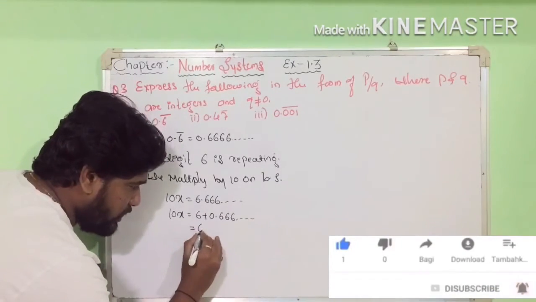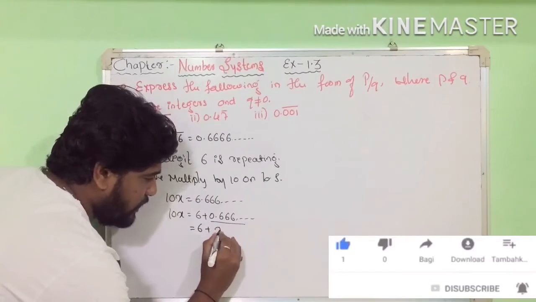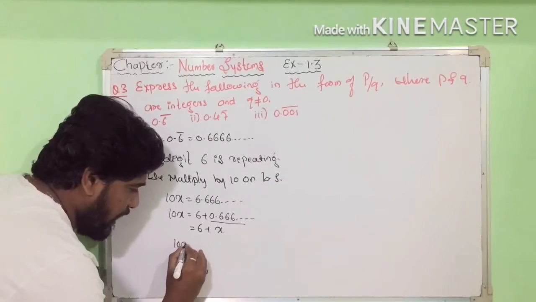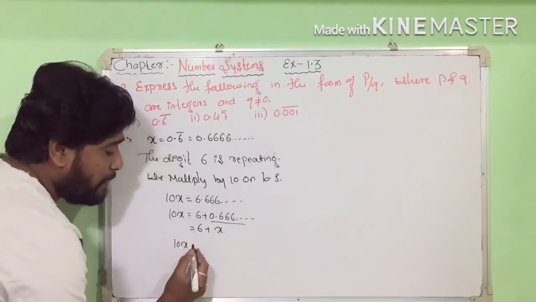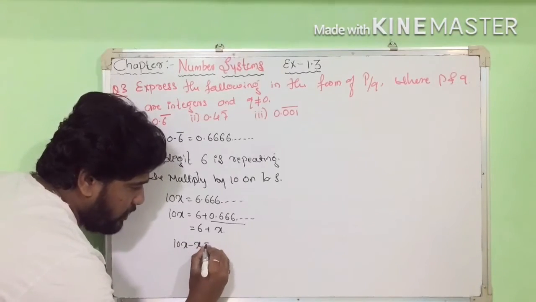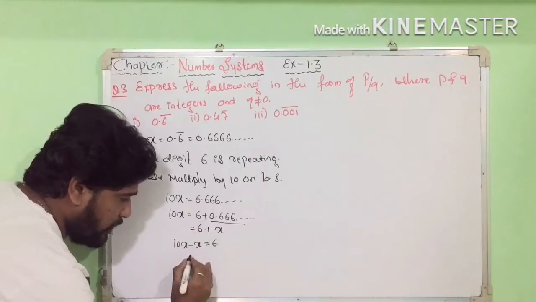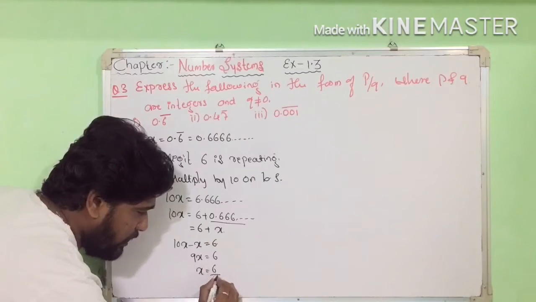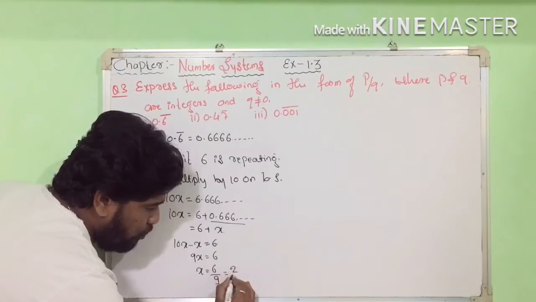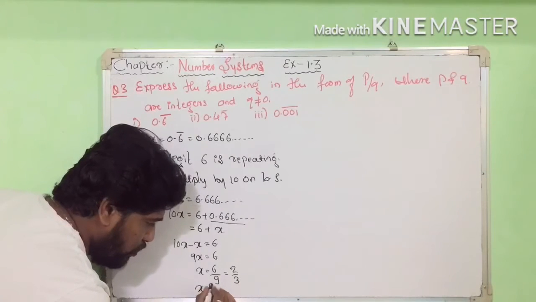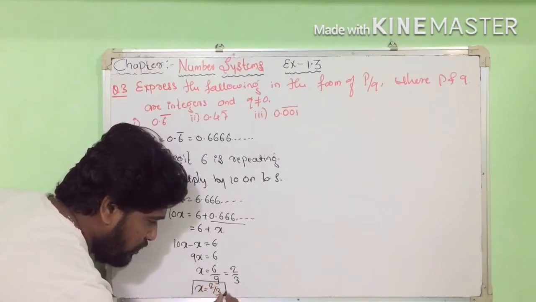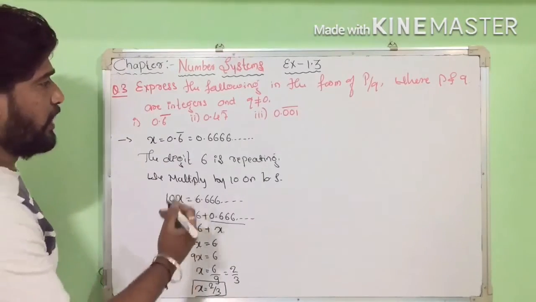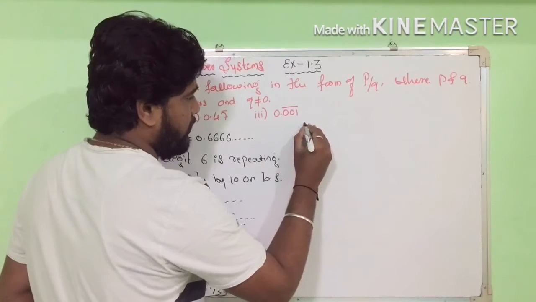So now 6 as it is plus, this means we consider it as x here, see here, right? So 10x as it is, this x comes to the LHS side, this becomes minus x, is equal to 6. So make this subtraction, we get here 9x is equal to 6, then x is equal to 6 by 9, it means 2 by 3. So x is equal to 2 by 3. So it is the P by Q form of 0.66666.